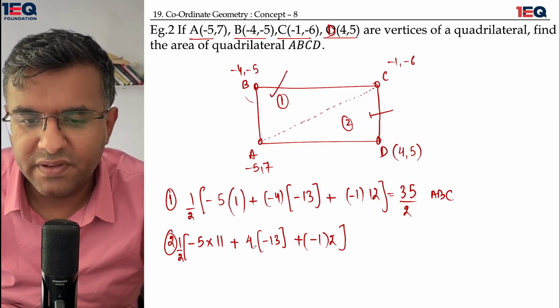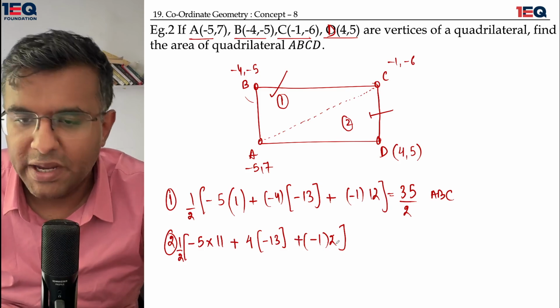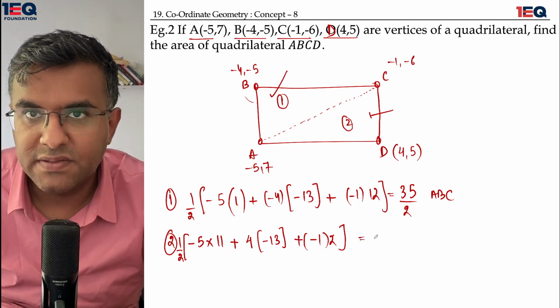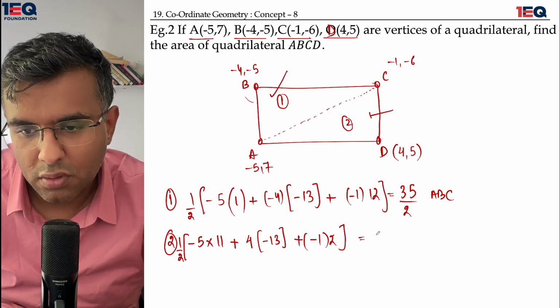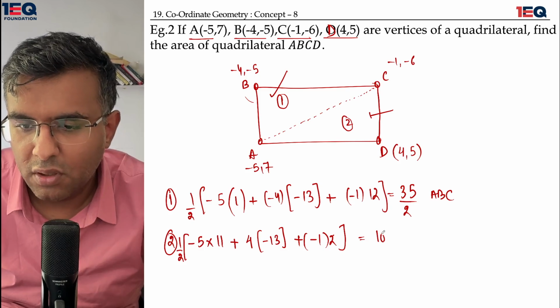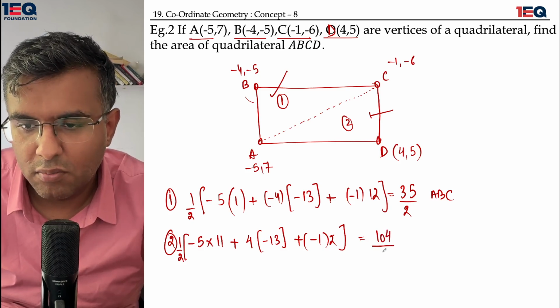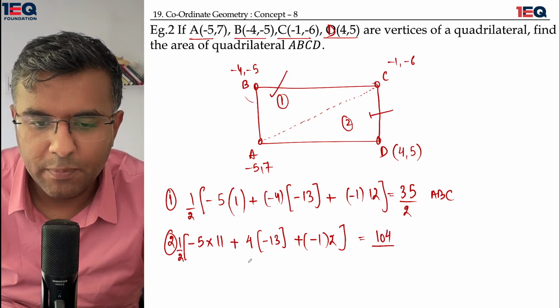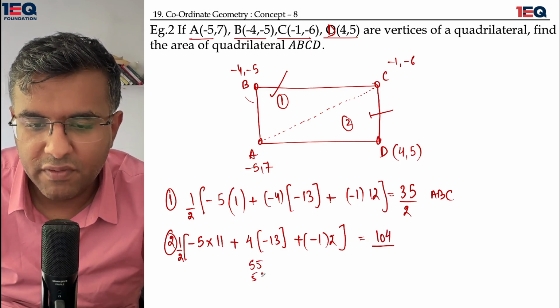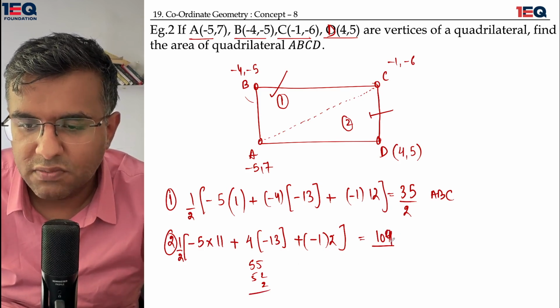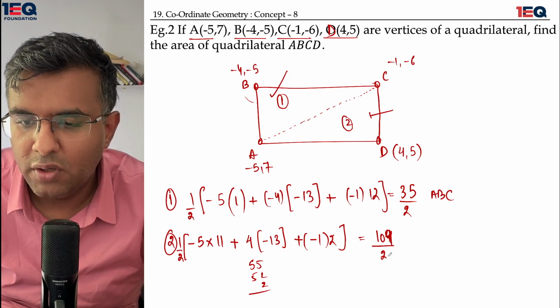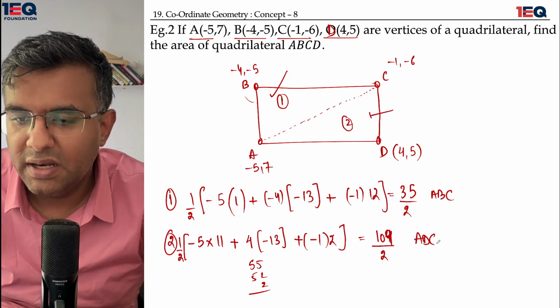This is minus 55, minus 52 and minus 2. Minus 55, minus 52. This would make for 104 in negative. Yeah, this would make for 104 by, no, I'll just see one more time. I have 55, I have 52 and I have 2. This would make for 109. This would make for 109 upon 2. This is the area of the triangle ADC.